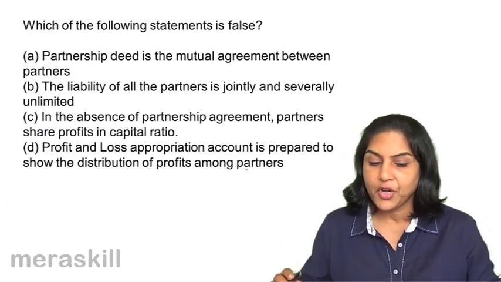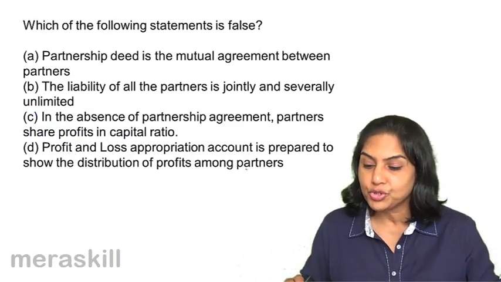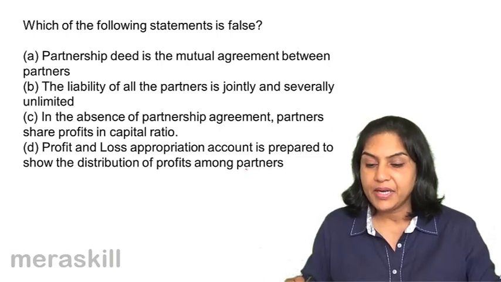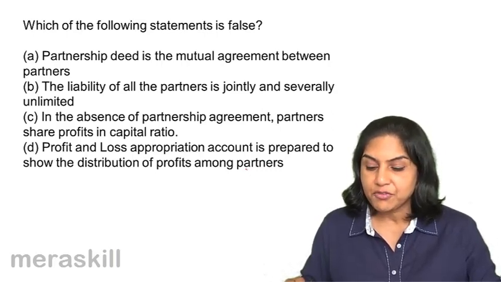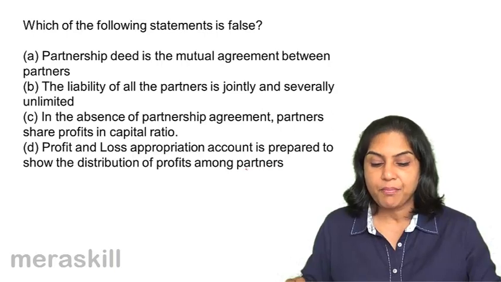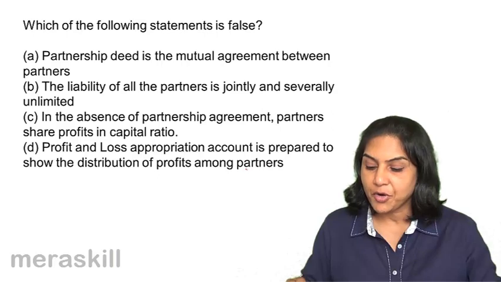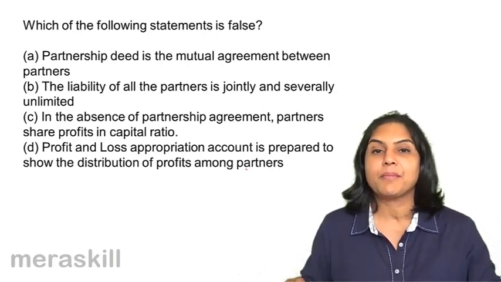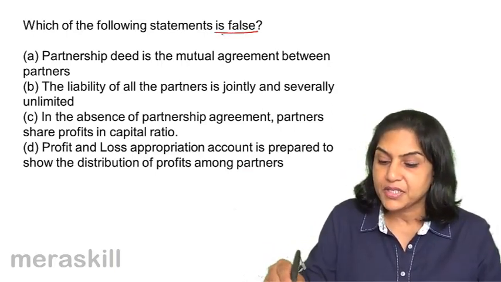Next, which of the following statements is false? A. Partnership deed is the mutual agreement between partners. B. The liability of all partners is jointly and severally unlimited. C. In the absence of partnership agreement, partners share profits in capital ratio. D. Profit and loss appropriation account is prepared to show the distribution of profits among partners. Which of the statements is false?